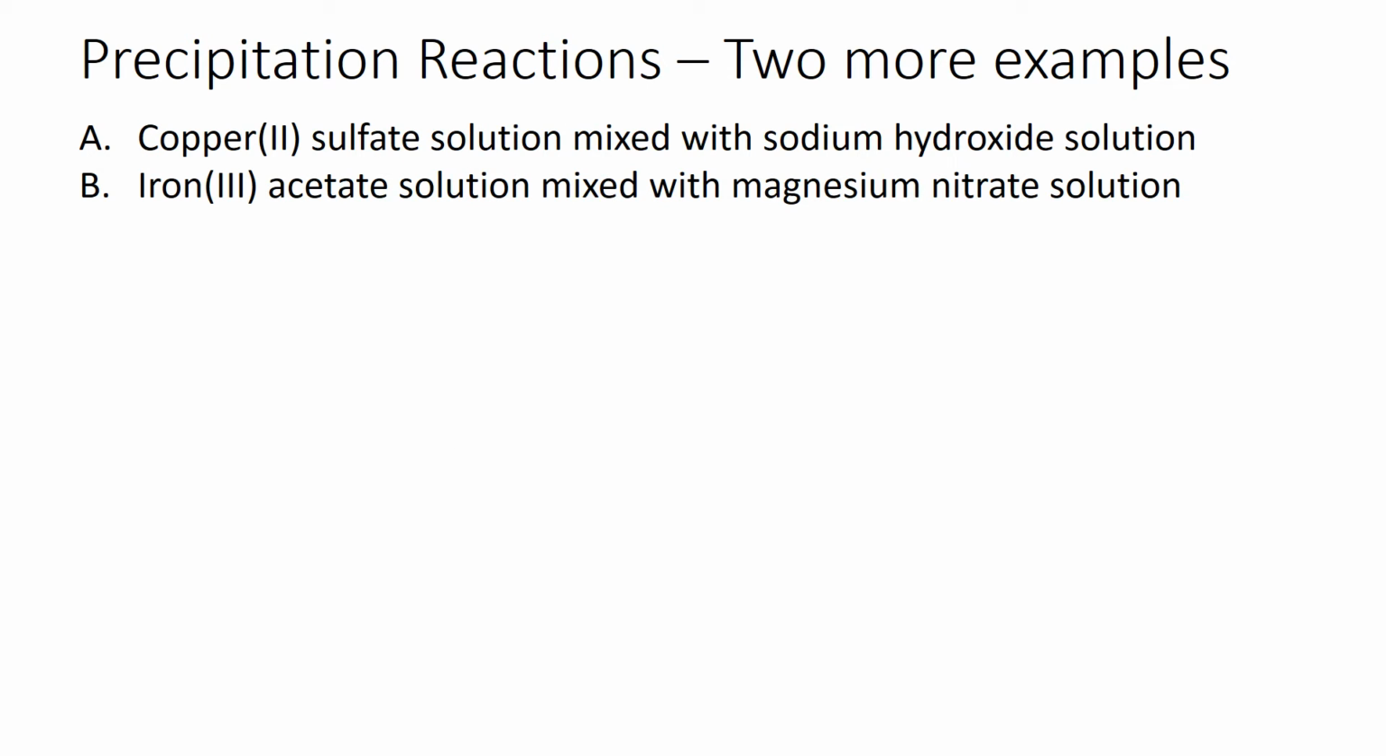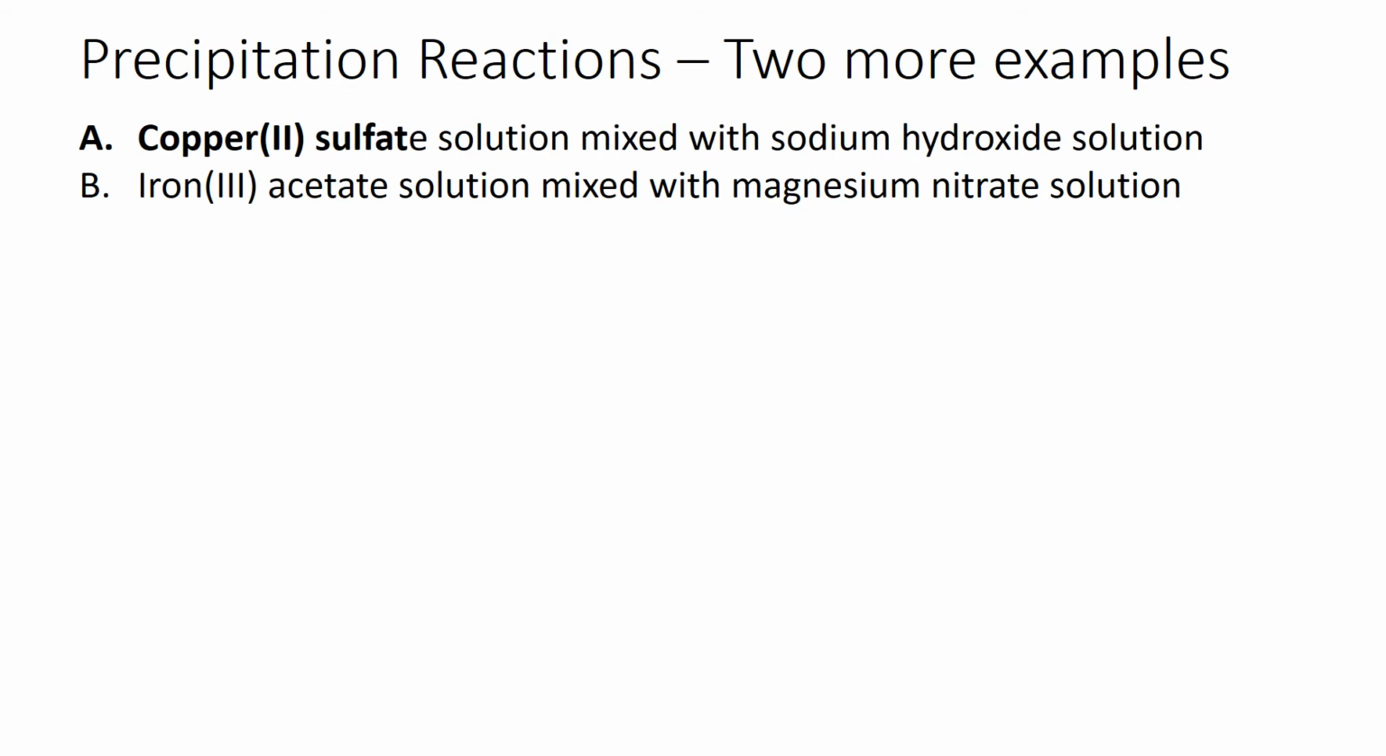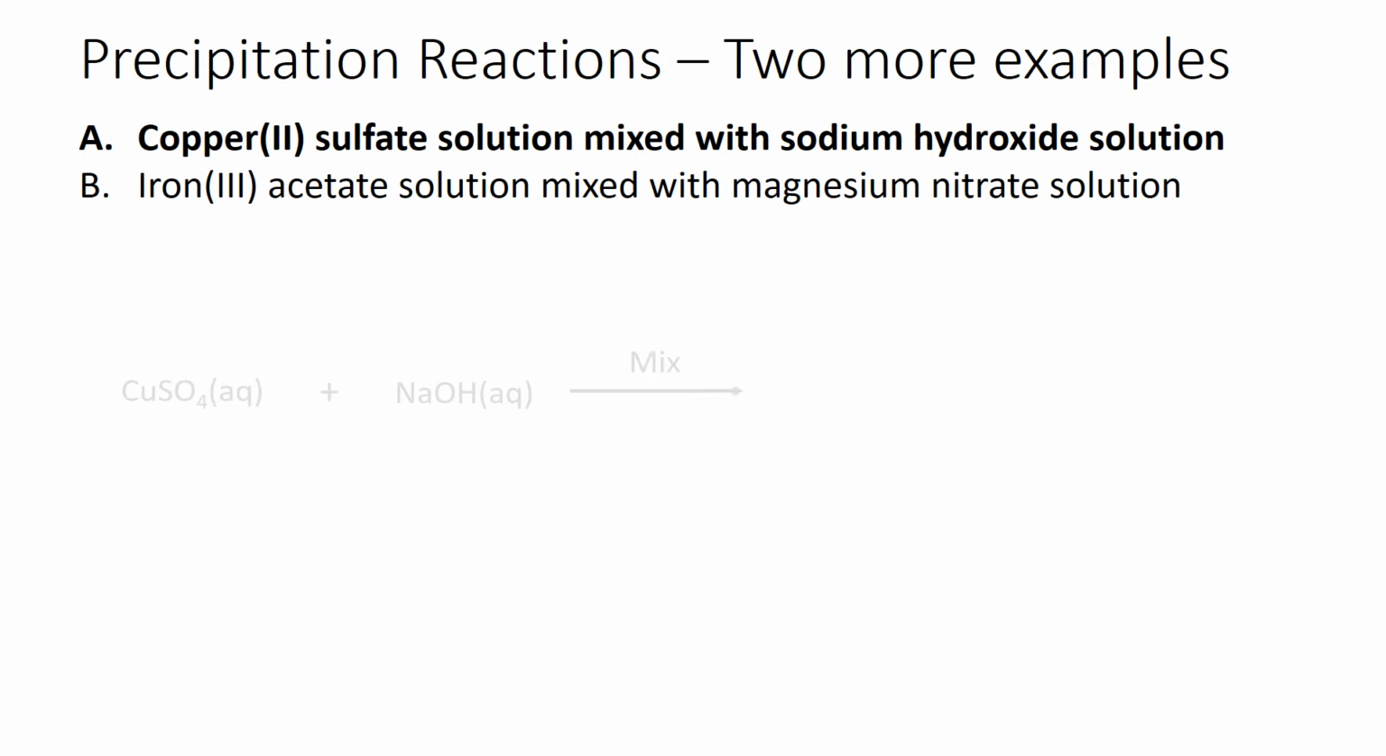Let me go over 2 more examples before I give you a chance to do a couple of these yourself. Let's start out with these 2 reactions. Copper 2 sulfate, mix that with sodium hydroxide first. Let's focus on this one. First step, let's write out the formulas of the reactants.